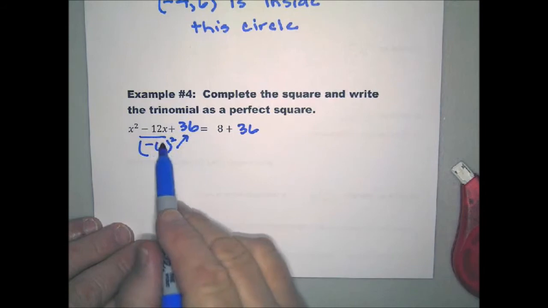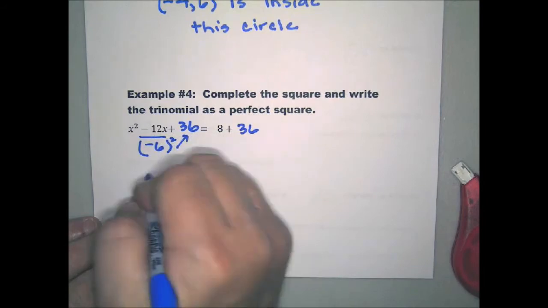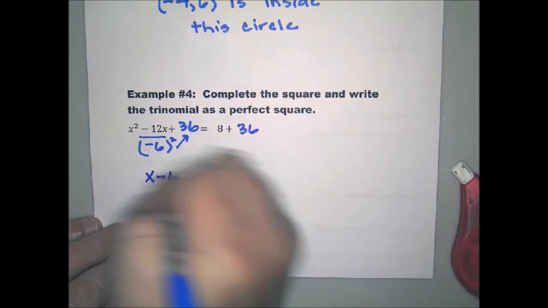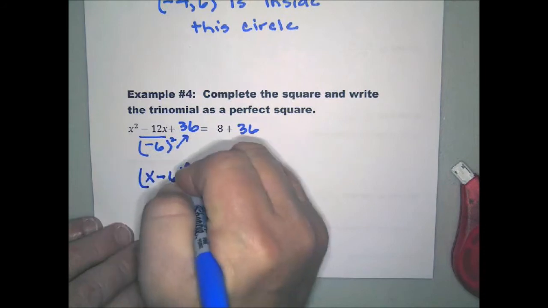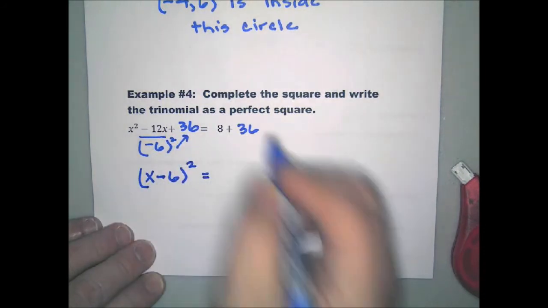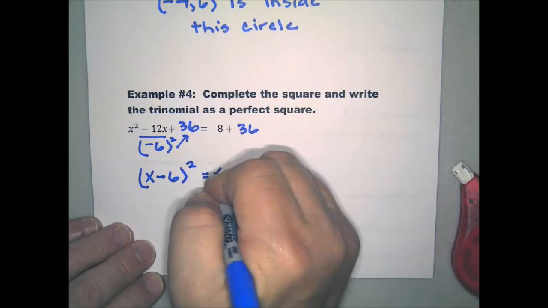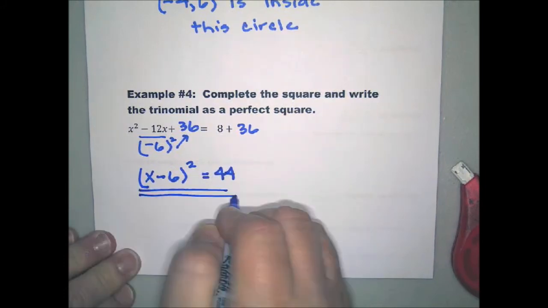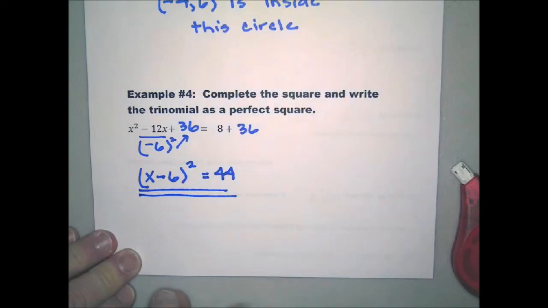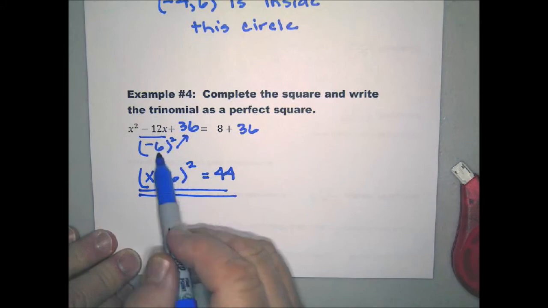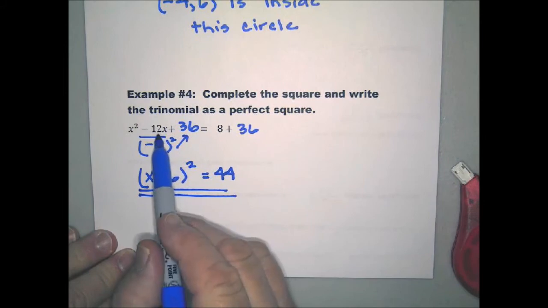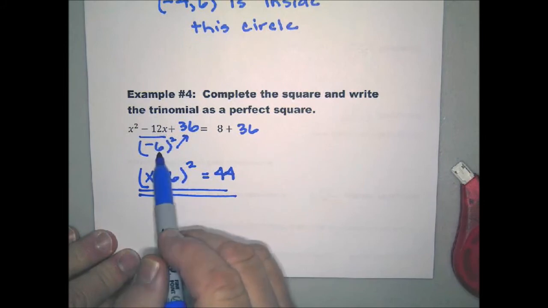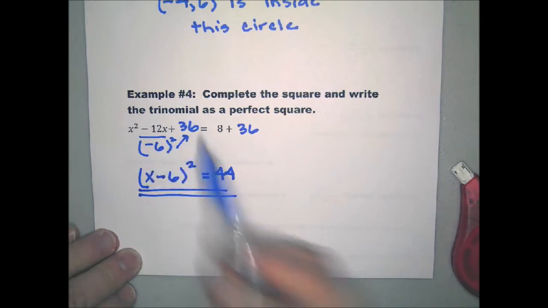Now, I guarantee you, you've now created a perfect square. X squared minus 12x plus 36 is x minus 6 quantity squared. And then on this side, 8 plus 36 is 44. And as far as objective 1 is concerned, that's all we want you to do, is create a perfect square. So it's always the process of take this number, divide it by 2, and then square that number.